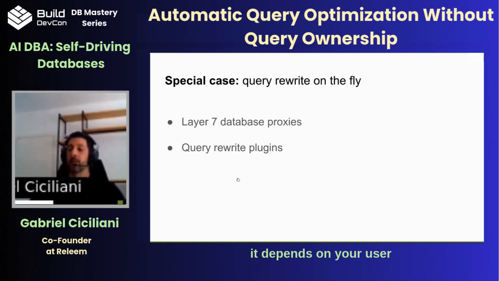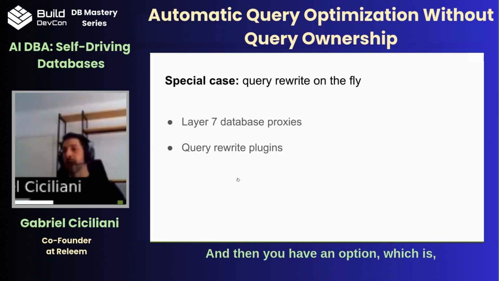But again, it depends on your user having this layer 7 proxy installed, right? Installing a layer 7 proxy just for query rewrite might be too expensive, and too hard to sell, right? And then you have another option, which is query rewrite plugins, where you can add these same rules, but on a plugin running on the database server.